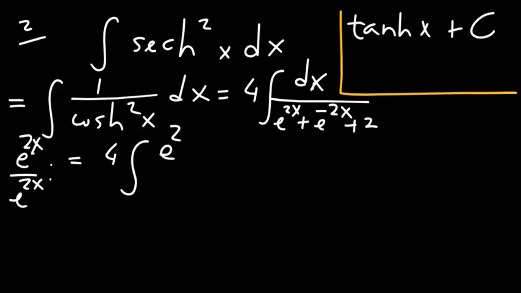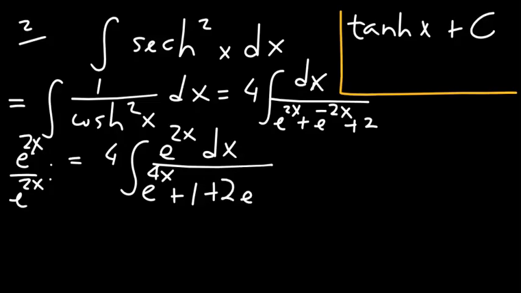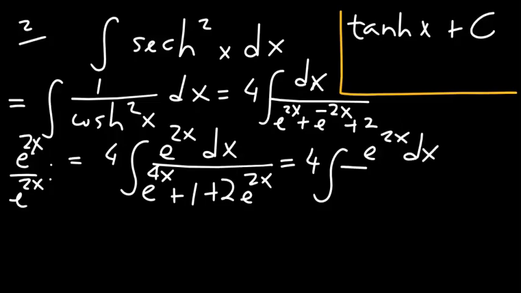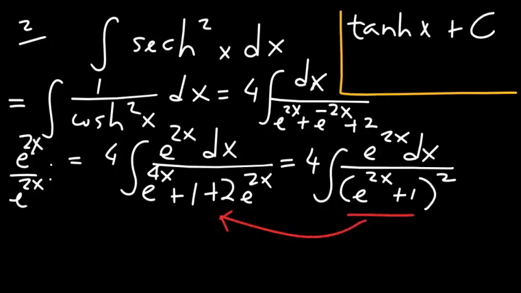You get e to the power 2x dx over e to the power 4x plus 1 plus 2 e to the power 2x, which can be rewritten in the following form. e to the power 2x, that's the numerator. The new denominator can be factored perfectly in the following form, e to the power 2x plus 1 squared. You can check for yourself that this term will give you that upon expansion.